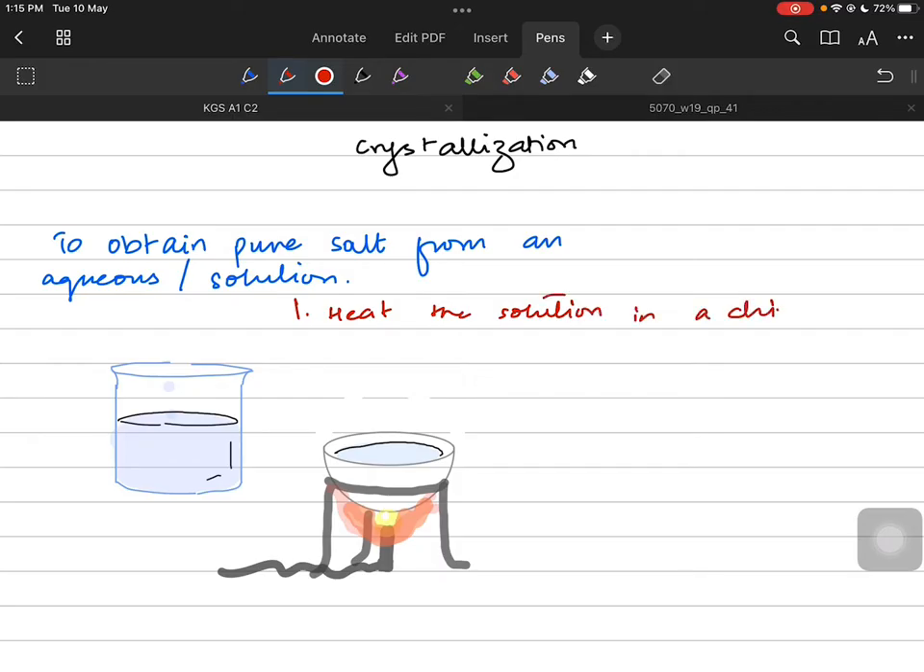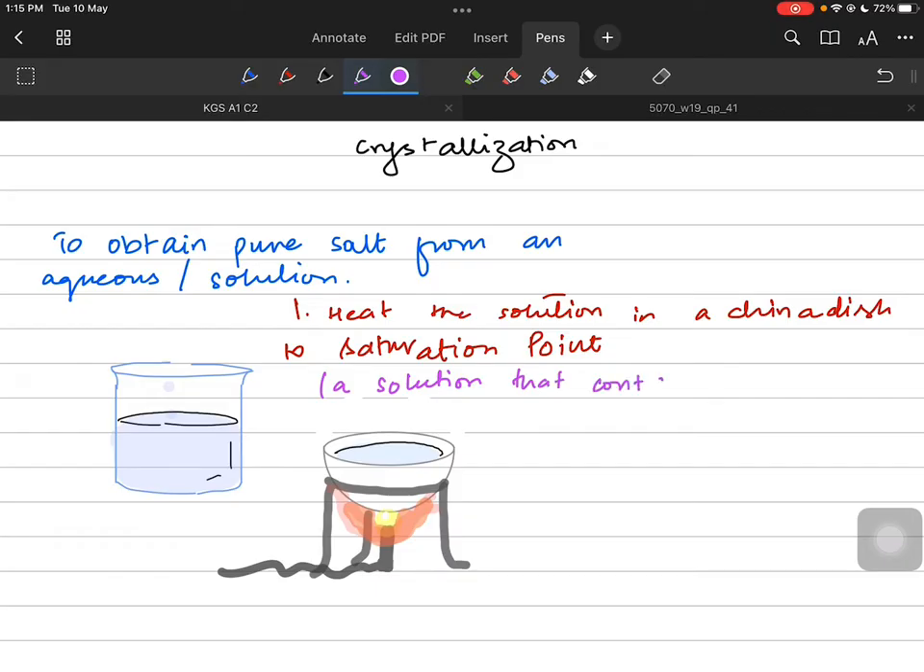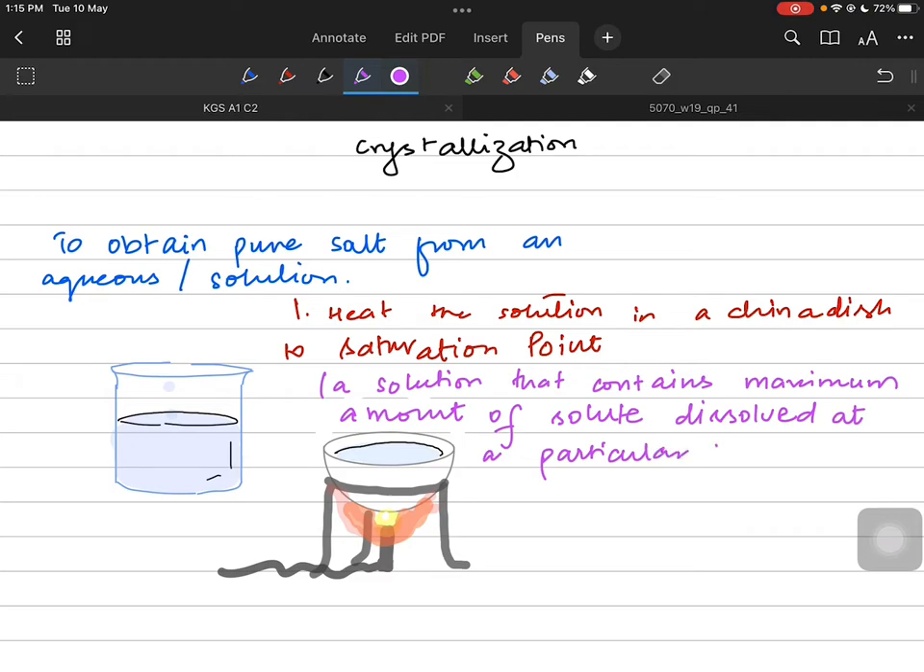A saturation point is a very specific point where the solution contains the maximum amount of solute dissolved in it at a particular temperature. No more solute can be dissolved in it right now, because it contains the maximum amount of solute dissolved at that temperature. Now if it is cooled, the solubility will decrease and the solute will start to make crystals.